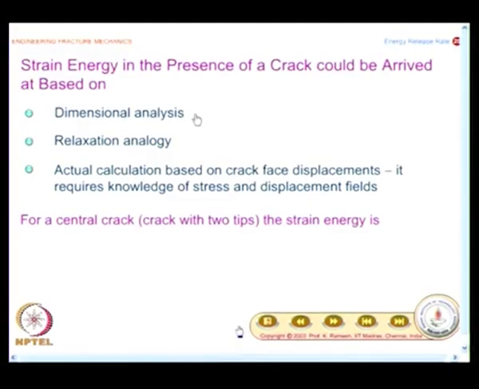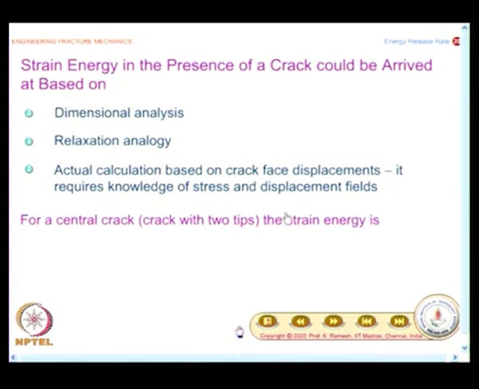In the last class, we looked at the problem of a center crack in a tension strip. We raised the question, in the presence of a crack, how to find out the strain energy. In fact, we listed there could be three possibilities. It can be done through dimensional analysis, relaxation analogy, and finally actual calculation based on crack face displacements. For us to do this, we need to know the knowledge of stress and displacement fields.